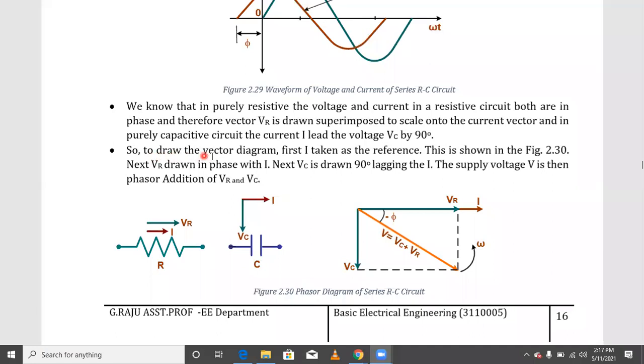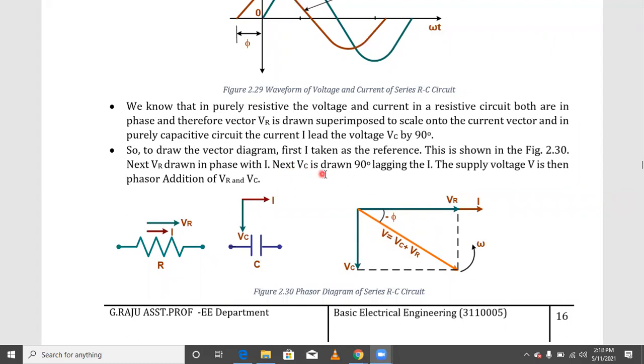So to draw the vector diagram, first the current is taken as the reference, same as the series RL circuit. Current I is taken as the reference. This is shown in the figure, like this. Next, VR is drawn in phase with I. VR is the voltage across the resistor, and the current flowing through the resistor and this voltage are in phase.